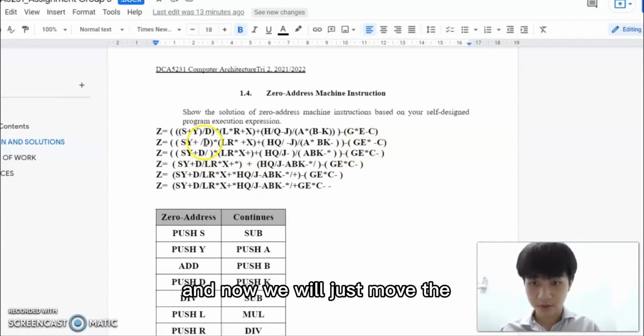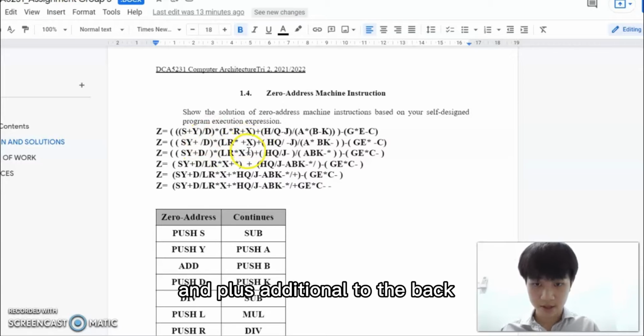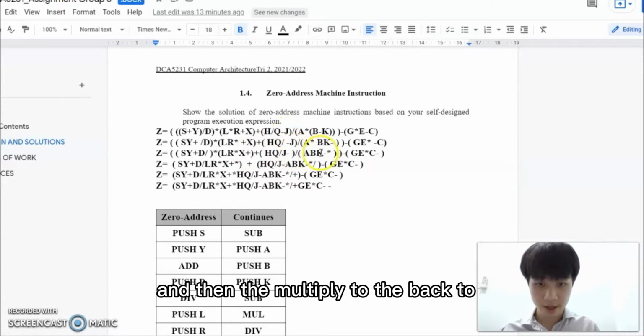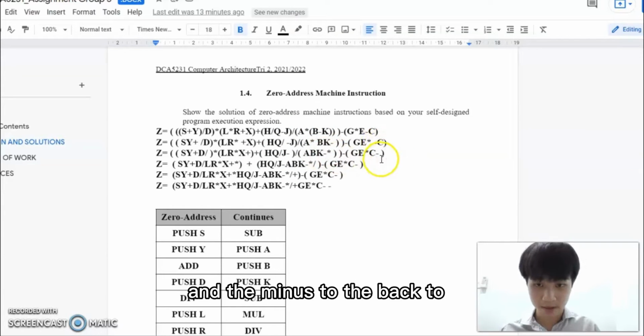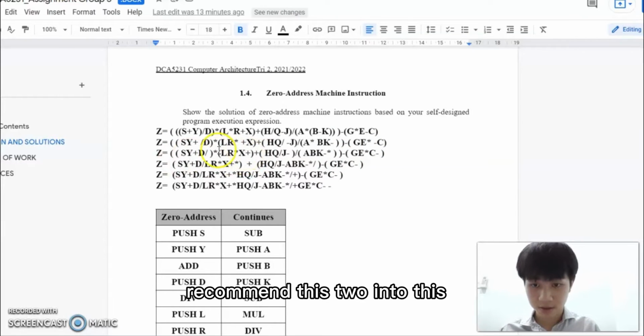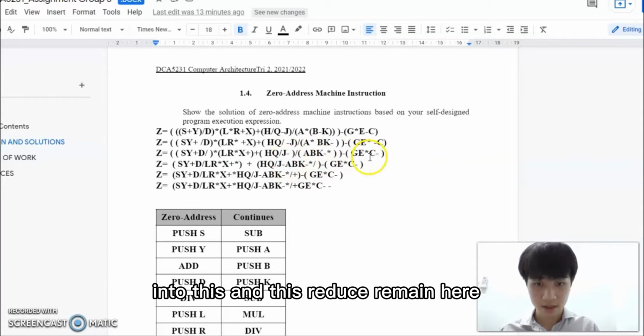And now we will just move the divide to the back, and the plus addition to the back, and the minus to the back too, and then the multiply to the back too, and the minus to the back too. And then we'll just combine again. We combine these two into this, and we'll combine these two into this, and this will just remain here.